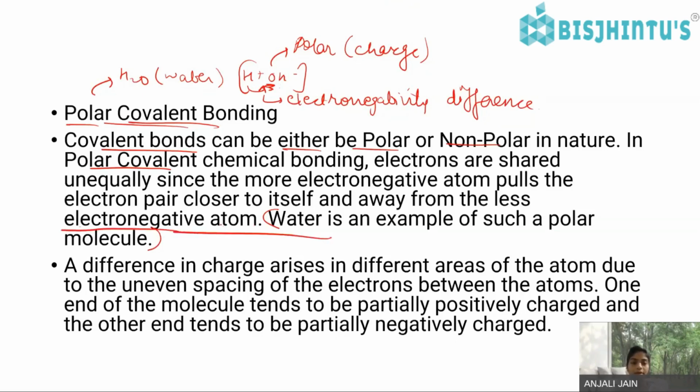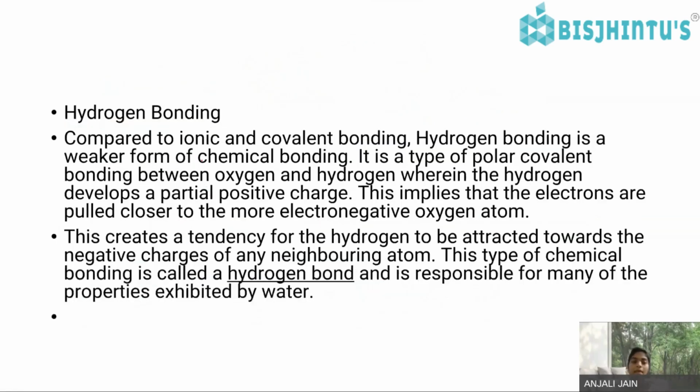This is due to the electronegativity difference between the atoms. Now, a difference in charge arises in different areas of atoms due to uneven spacing of electrons between the atoms. So the charge difference is there due to uneven spacing of electrons. One end of the molecule tends to be partially positively charged, and the other end partially negatively charged. So now, hydrogen bonding.